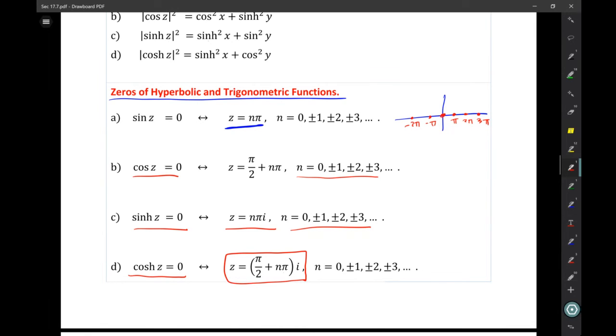Now, what's the difference between the zeros of sine and the zeros of sinh? The zeros of sine have no i. The zeros of sinh have i, with the same value, n pi i and n pi. The difference between the zeros of cosine z, pi over 2 plus n pi, and cosh is that all of them are multiplied by i.